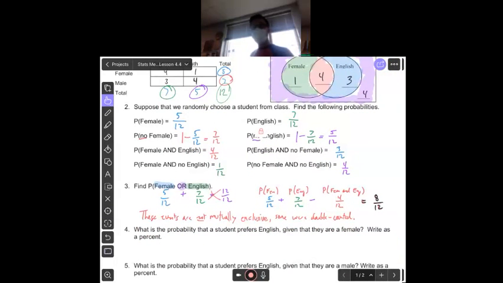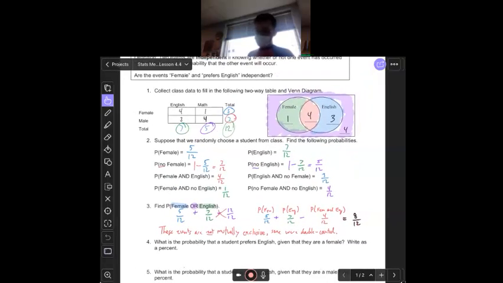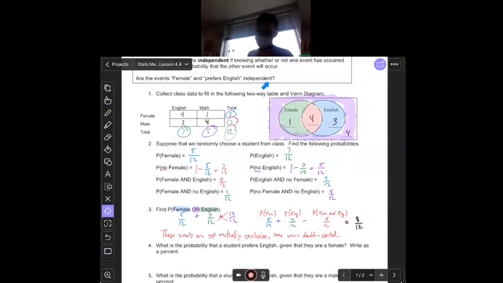Anything else from the old stuff before we look at this idea of if events are independent or not? We have a new idea for independent events.